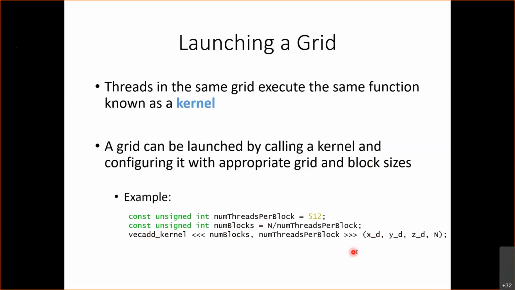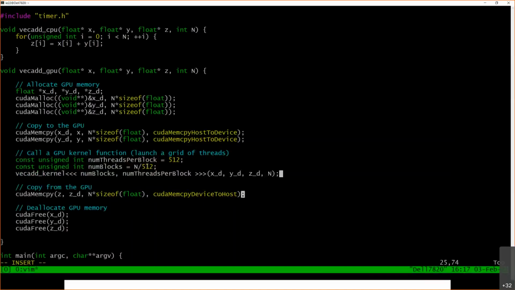Someone's asking why the number of blocks is n over 512. Well, we said that we want a total of n threads. So if I have 512 threads in each block, then the number of blocks I need is n over 512, so that I will have n threads in total, because n over 512 times 512 is n. Not exactly, though. Somebody pointed out rounding issues, and we will talk about them.